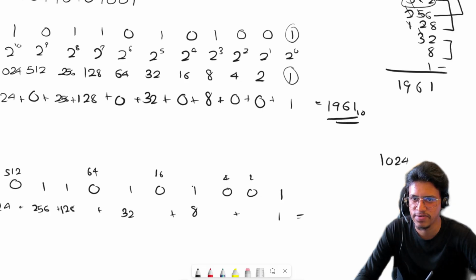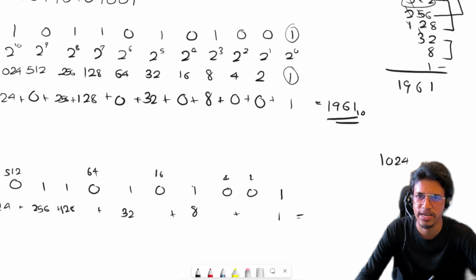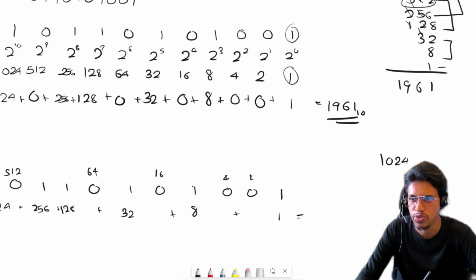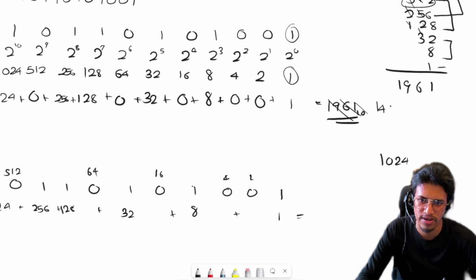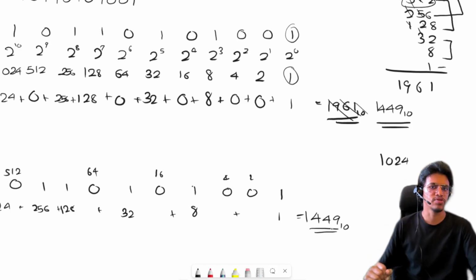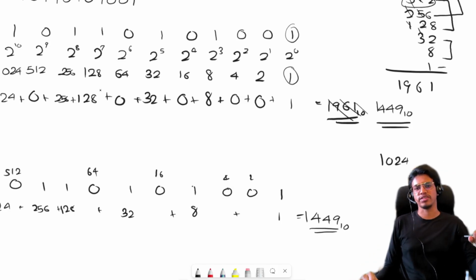Here we get 10. Here we get 10. Here we get 9. 10, 20. So we get 10 plus 10 is 20. 20 plus 9 is 29. Carry the 2 here. 2 plus 2 is 4, 4, 5, 6, 7, 8, 9, 10, 11, 12, 13, 14. 4, carry the 1, and we get 4 here and 1. So instead of 1961, we get 1449 in denary. Since both the values are the same, we don't need to calculate it again.